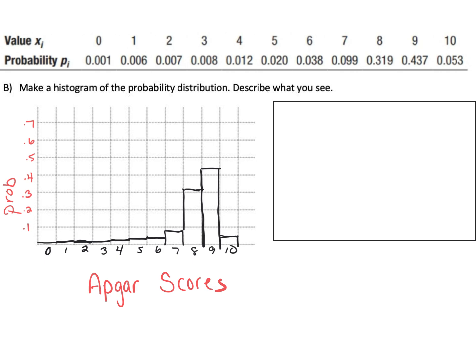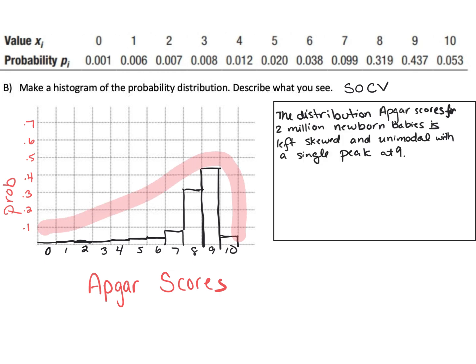Okay, so you're supposed to describe what you see. And when you describe what you see, you really should be remembering back from Unit 1 that you need to talk about shape, center, variability, and outliers. So one of the things you would probably notice right away is that this is left skewed. So I begin by getting my context in immediately. I say the distribution of APGAR scores for 2 million newborn babies is left skewed and unimodal with a single peak at 9.